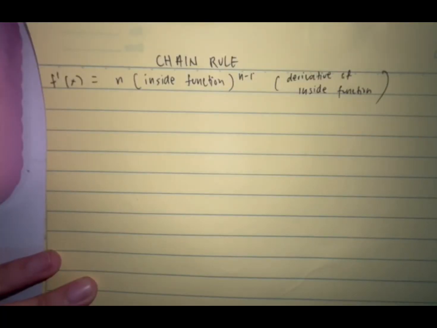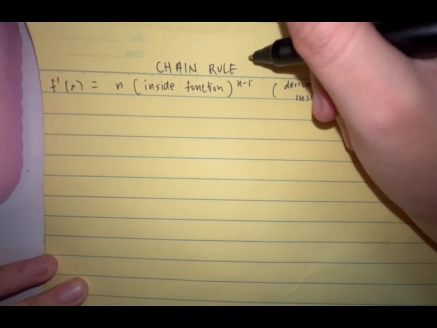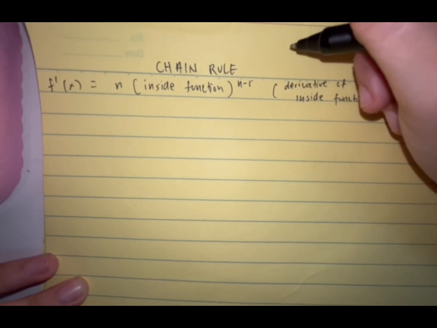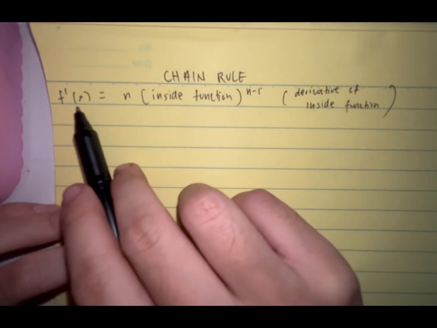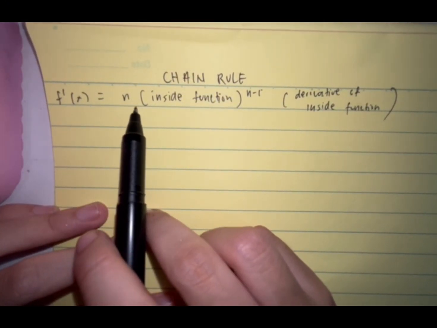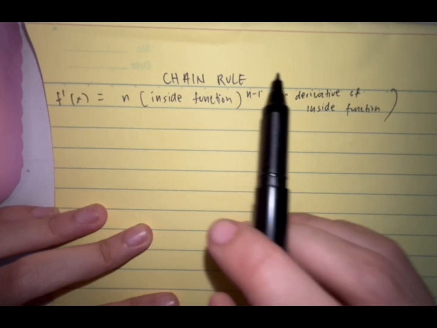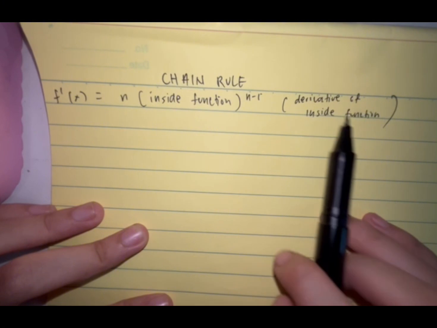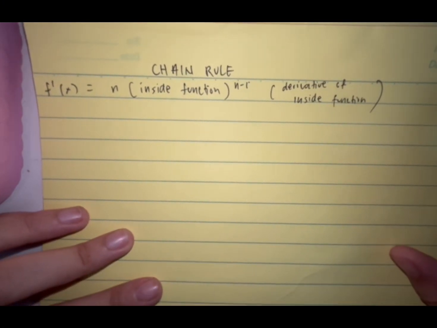So now, I will be discussing the chain rule. So ano nga ba yung chain rule? Chain rule is isa sa mga shortcut in solving derivatives. So ito yung formula ng chain rule. F prime of x is equals to n times the inside function raised to n minus 1 times the derivative of the inside function. So tuwing kailan nga ba ginagamit ang chain rule?